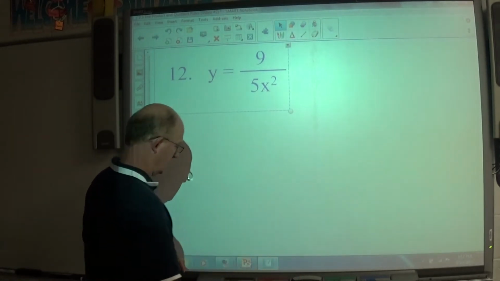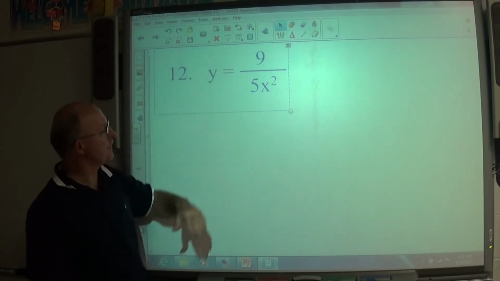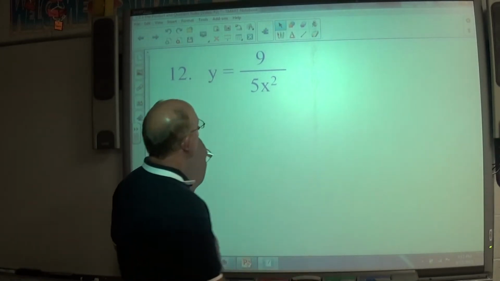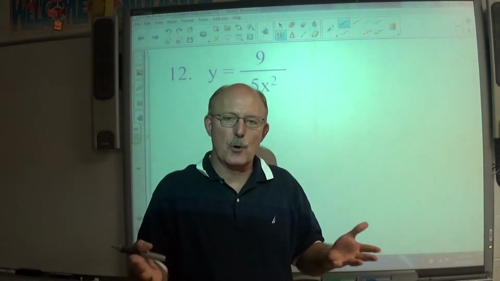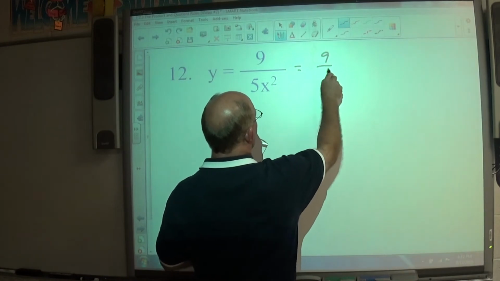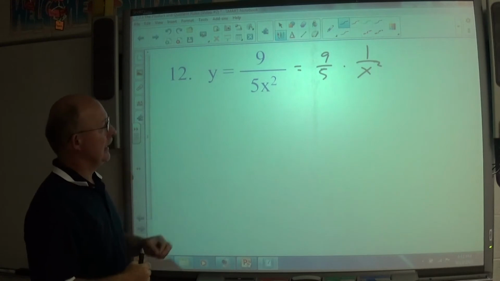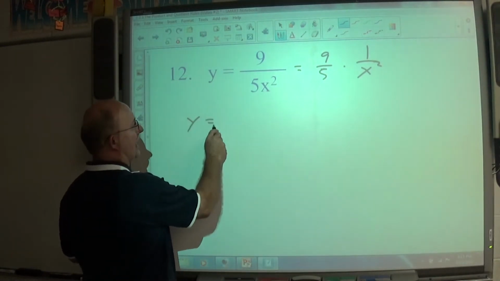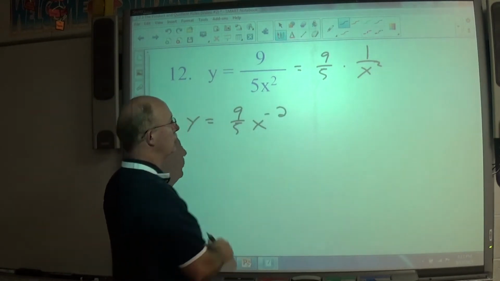Let's see, this time we have y equals 9 over 5x squared. Now let's see if we can rewrite this so that we don't need to use the quotient rule. I said the quotient rule will work, but 9 over 5x squared is the same thing as 9/5 times 1 over x squared. Now, we know that 1 over x squared is x to the negative 2 power. So this is the same thing as y equals 9/5 x to the negative 2.